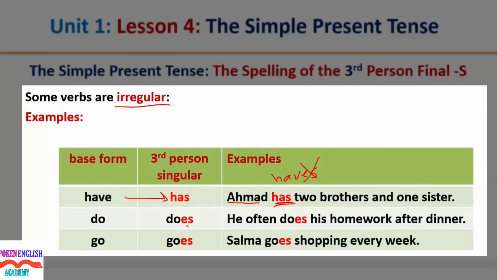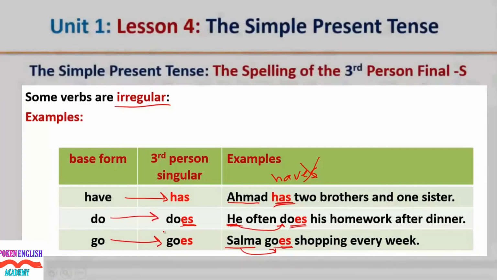Do. With do, add es to the verb. He often does his homework after dinner. So with the personal pronoun he, we use does. We add es. Go becomes goes. Okay, becomes goes. So Salma goes shopping every week. Salma is a singular noun, so we add es. These forms are irregular. These are irregular forms.